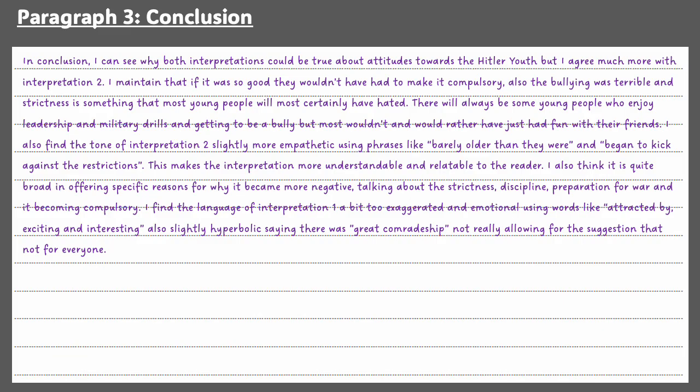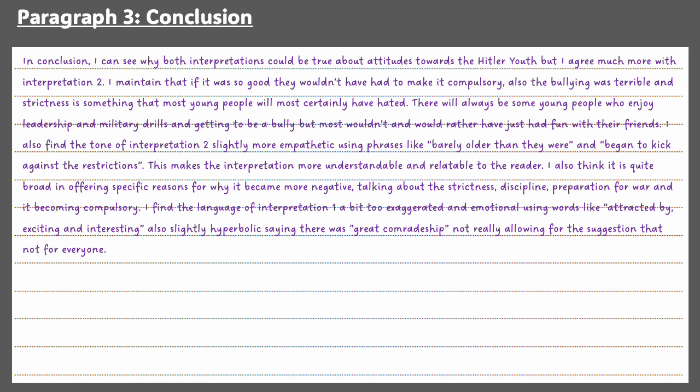Also, the bullying was terrible, and the strictness is something that most young people will most certainly have hated. There will always be some young people who enjoy leadership and military drills and getting to be a bully, but most wouldn't and would rather have just had fun with their friends. I feel that's a fair thing for me to say in my argument that most kids wouldn't like being bullied.